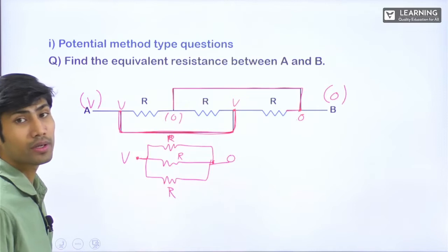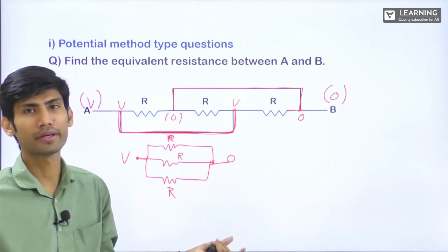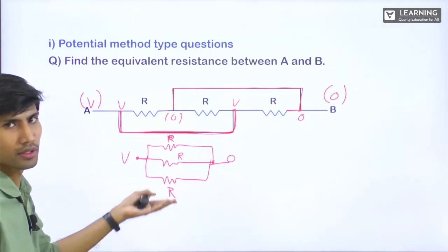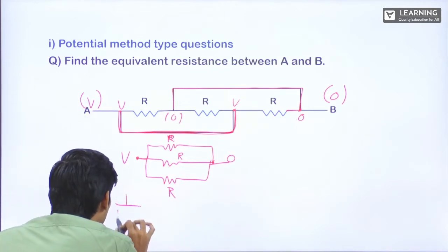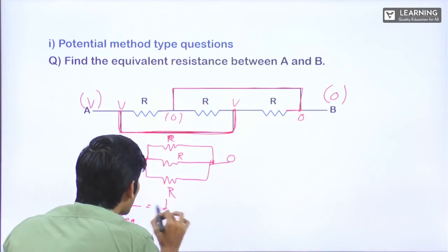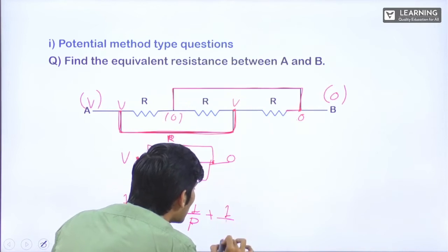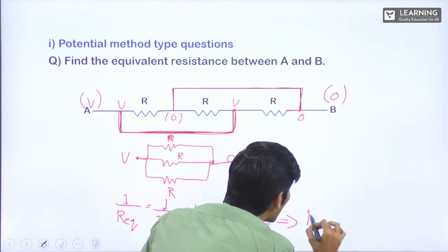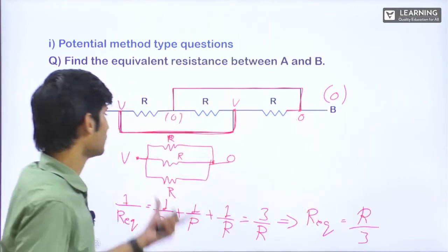Now can you write the equivalent resistance? Very easy. This will be R by 3, right? If equal resistances are in parallel, they will be divided by the number of resistances. You know like this, see 1 upon R equivalent is equal to 1 upon R plus 1 upon R plus 1 upon R. So this is 3 upon R, correct? So from here R equivalent is equal to R by 3. Got it?